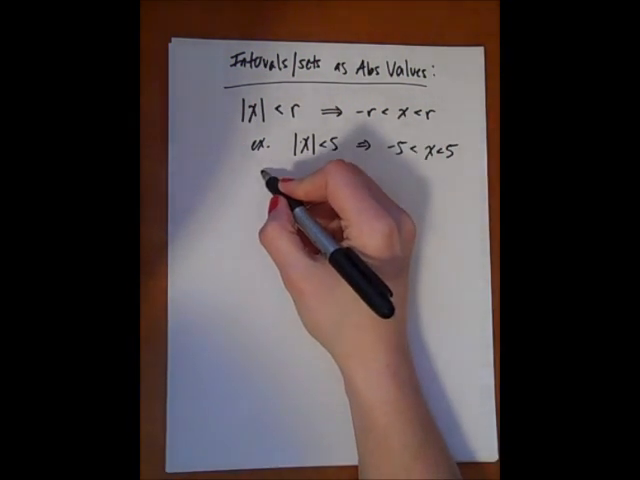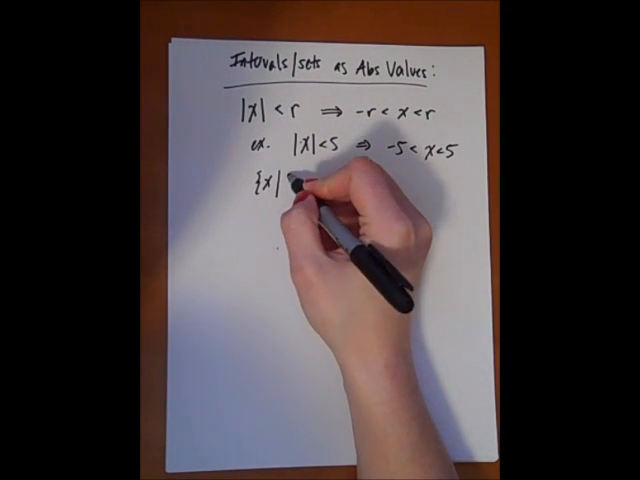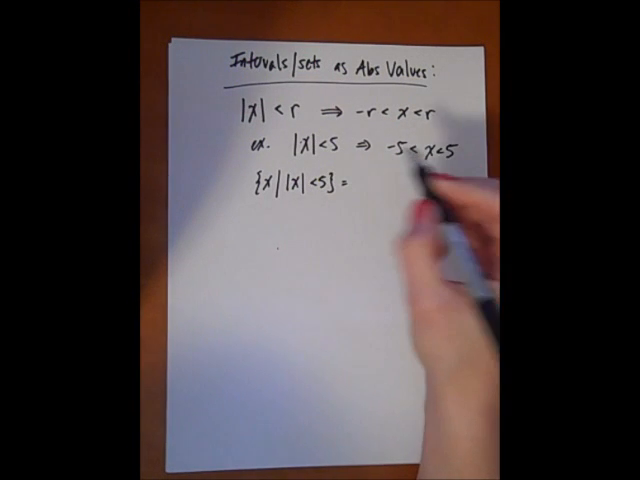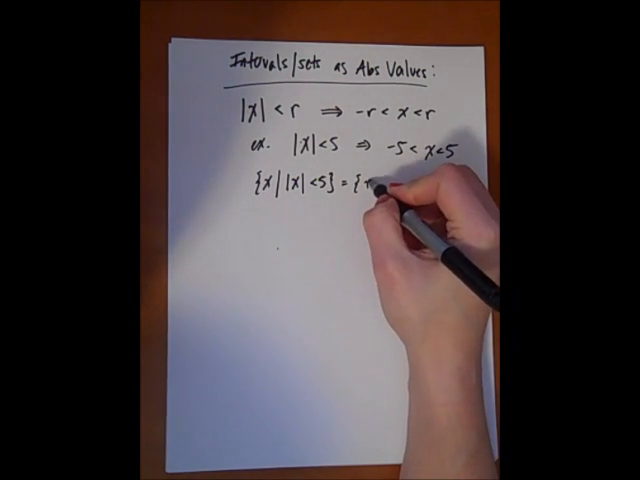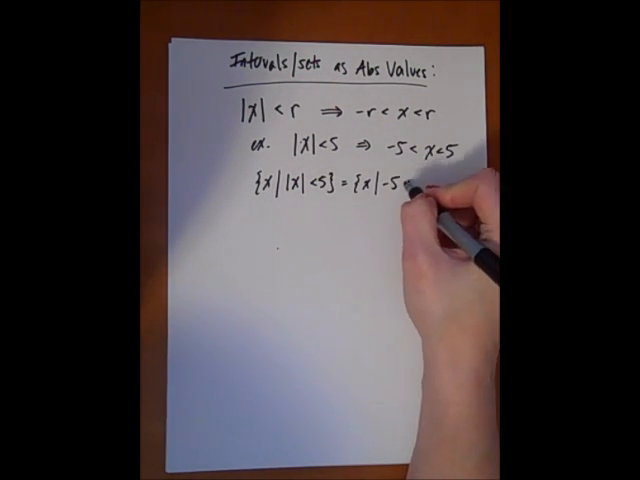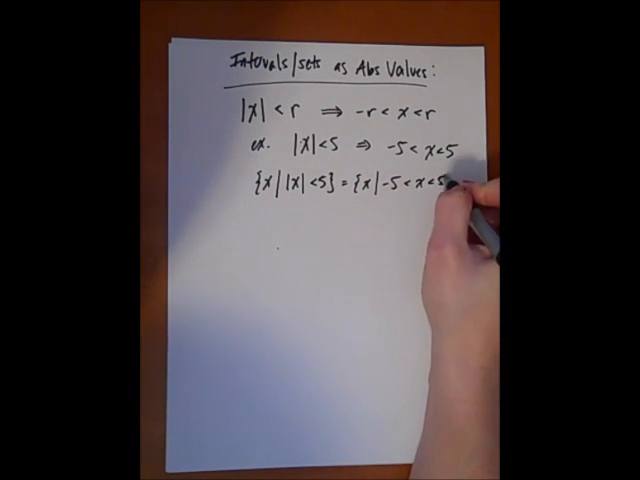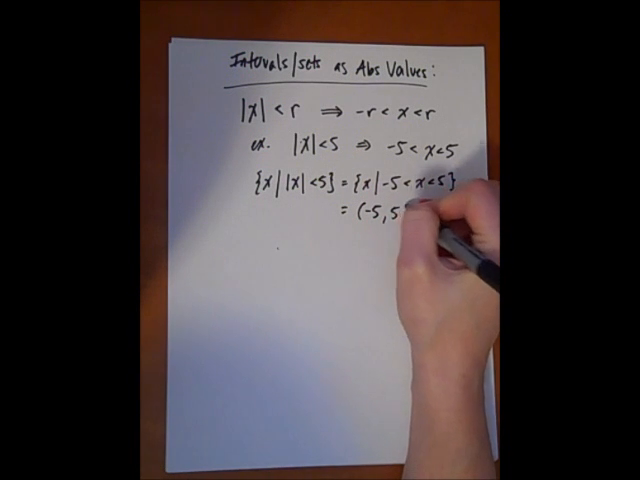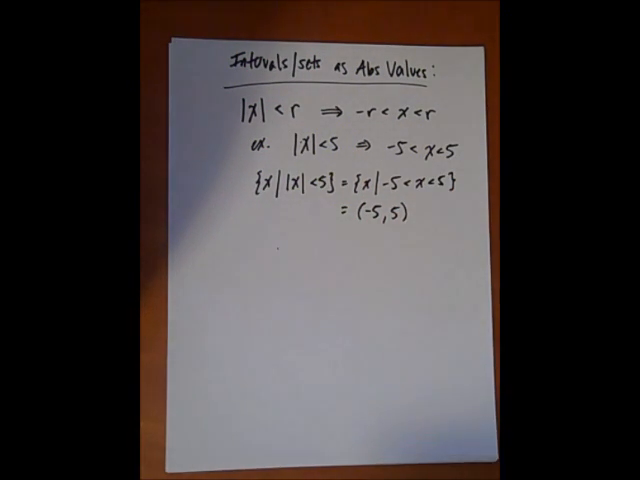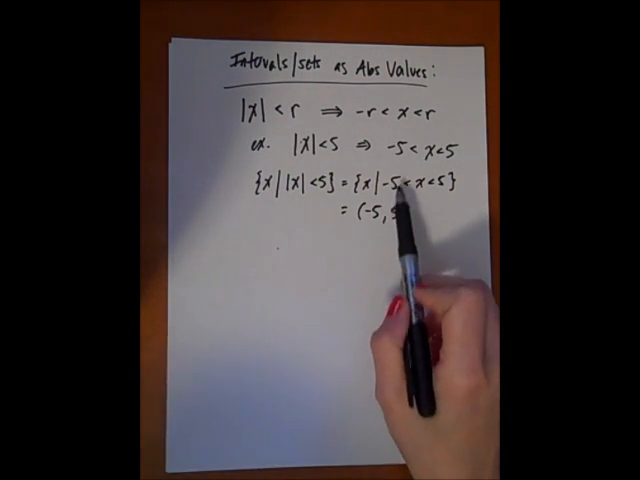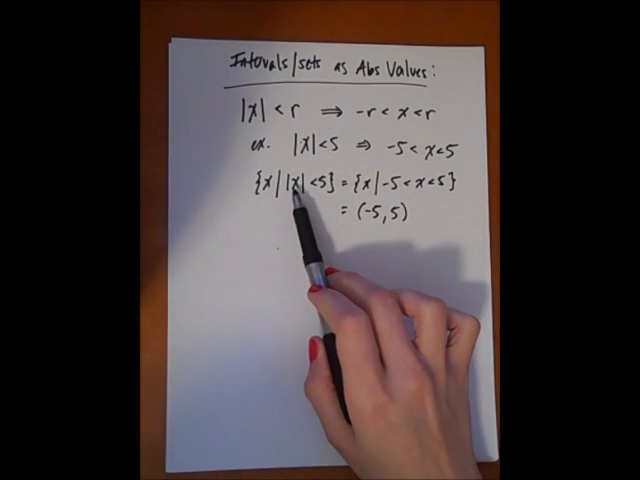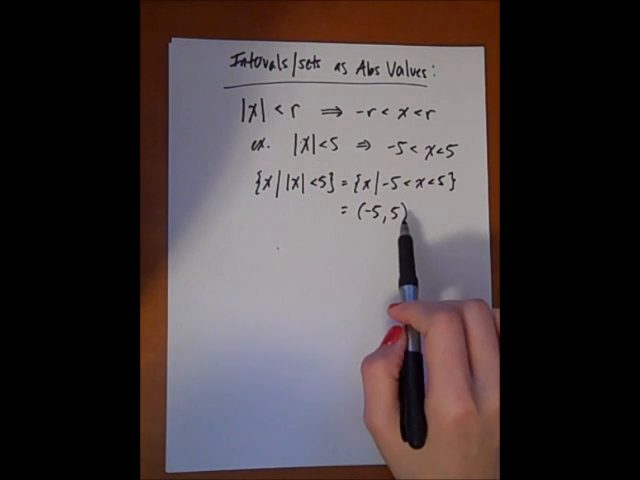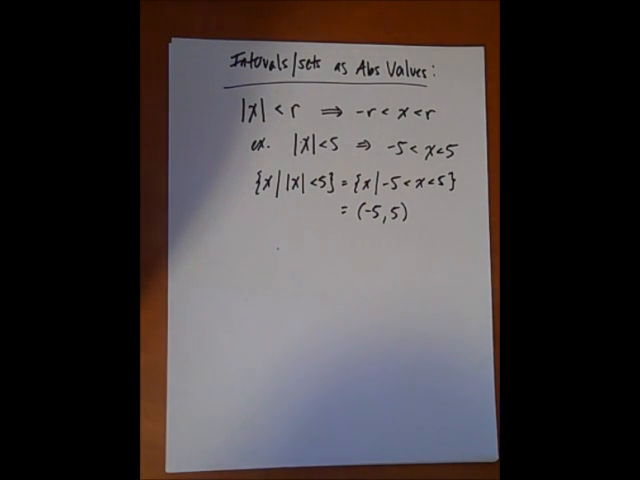So if I were to describe the set of x such that the absolute value of x is less than 5, I could say this is the same set as x such that x is between negative 5 and 5, or I could describe this as the interval from negative 5 to 5. So this is what we mean by an interval or a set being written as an absolute value. So here's my set using absolute values. Here are my original set and my interval. So that's what we're trying to do here.